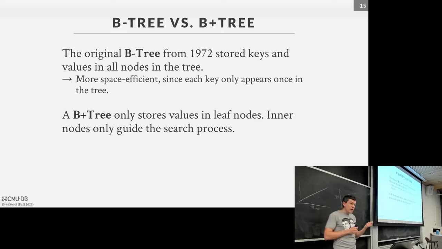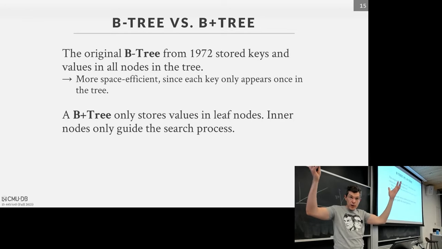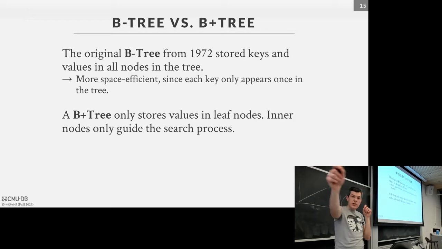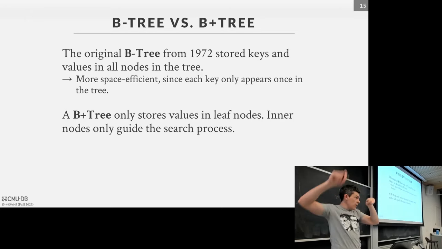But the problem with that one is that the record IDs pointing to the actual tuples can be anywhere in the tree. So if I want to scan along sequentially to get all the keys I need in sorted order, I may have to traverse up and down, because I basically have to do a breadth-first search. And again, we're not going to talk about latching just yet, but think of it like I have to latch the entire tree as I'm going up and down.